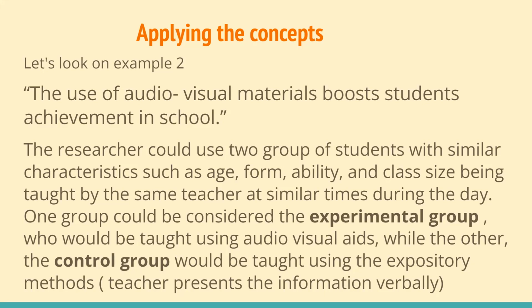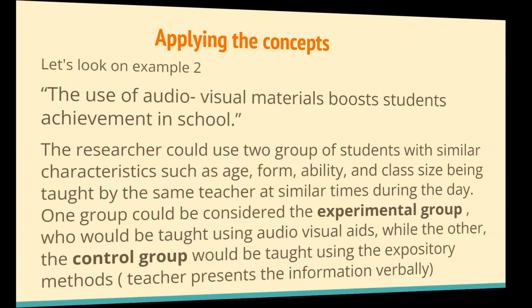Now, the researcher could use two groups of students with similar characteristics, such as age, form, ability, and class size, being taught by the same teacher at similar times during the day. One group could be considered the experimental group, who would be taught using audio-visual aids, while the other would be the control group, and they would be taught using the expository method. That is, the teacher presents the information verbally.